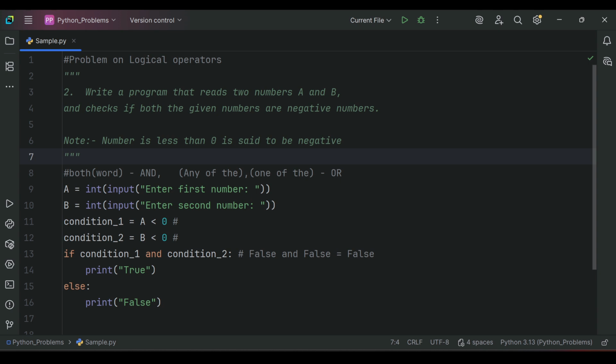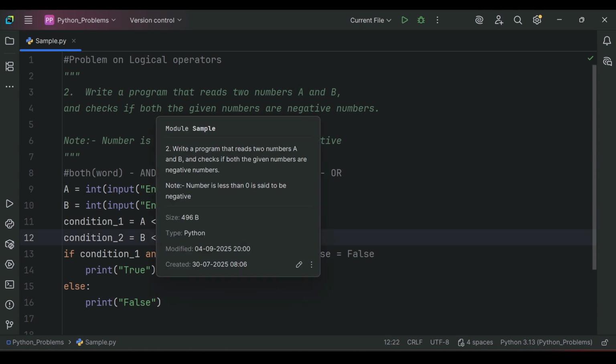Negative number means what? The number is always less than zero. That's why here number A I am taking as the first number and number B as the second number. Condition means what? Here A means number. First we always prepare conditions.